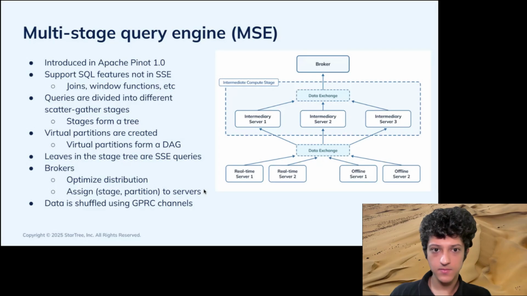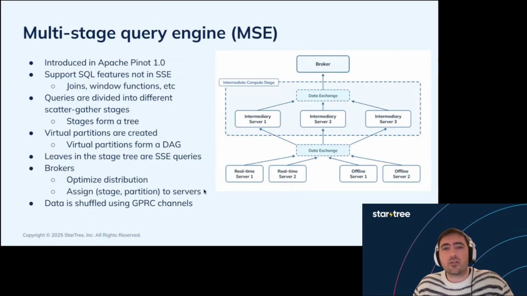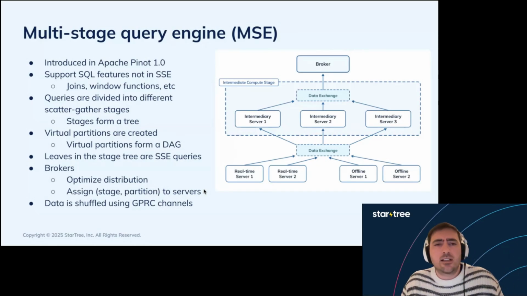So Yash has been talking about the single stage query engine, and as he mentioned, one of the limitations we have there is that we don't support some very interesting SQL features, especially joins and window functions. We also don't support unions in single stage. That's why a year and a half ago, more or less, we introduced the multi-stage query engine.